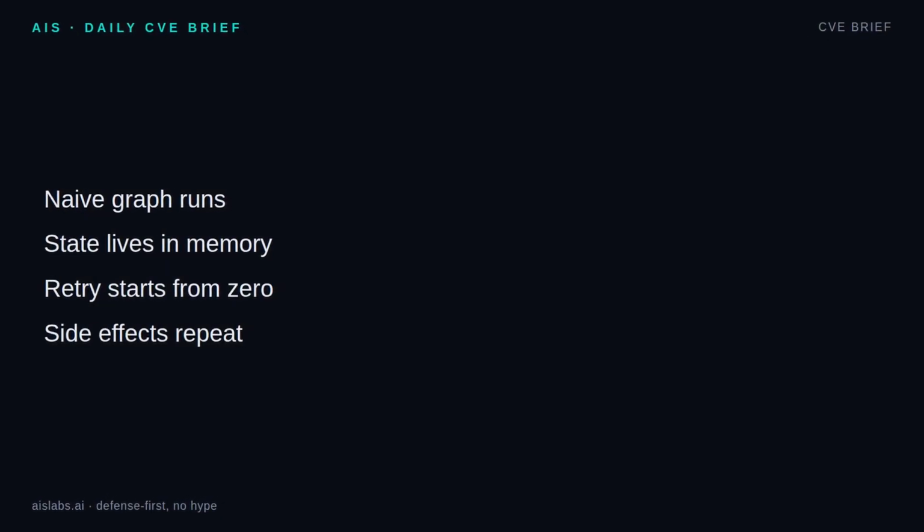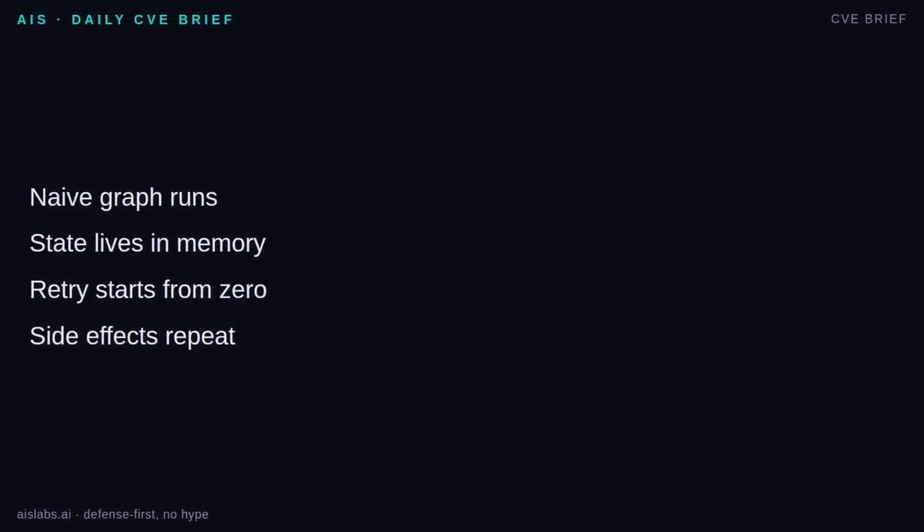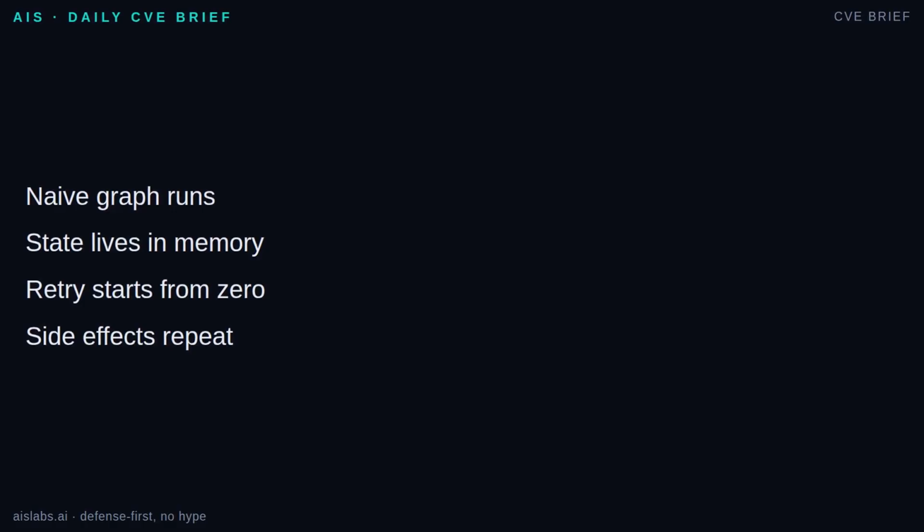Most first agent graphs are optimistic. They keep state in memory, pass a dictionary from node to node, and log a few human-readable strings. That works until the process dies, the model returns a malformed object, or an external service times out after doing the work. Then your choices are bad. Start from zero and pay again. Patch the database by hand. Or guess which node damaged the state.